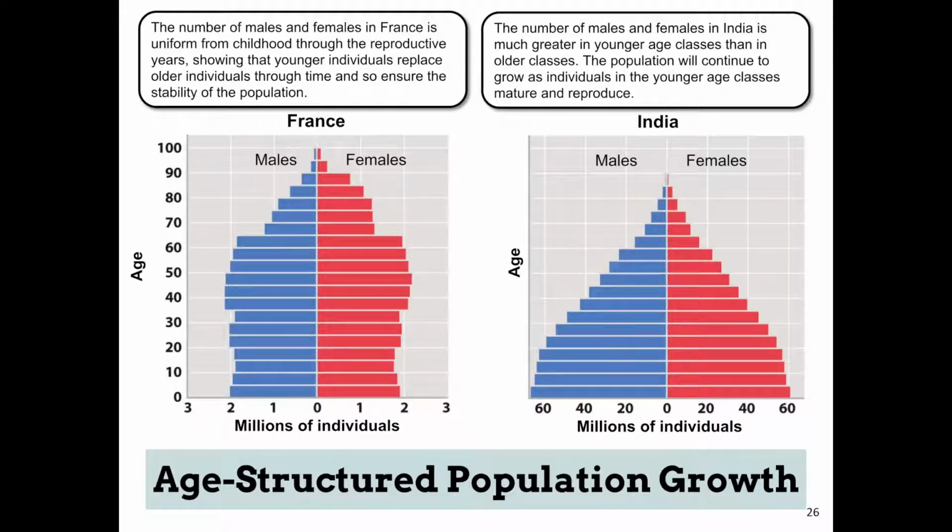And what we see is that a growing population usually shows a pyramid-shaped age distribution like the one we see for India, with the youngest classes much more abundant than older classes, whereas a stable population shows a more distributed, more even distribution of age classes. And that's what we see in the example for France, which is a country that has a fairly stable population.